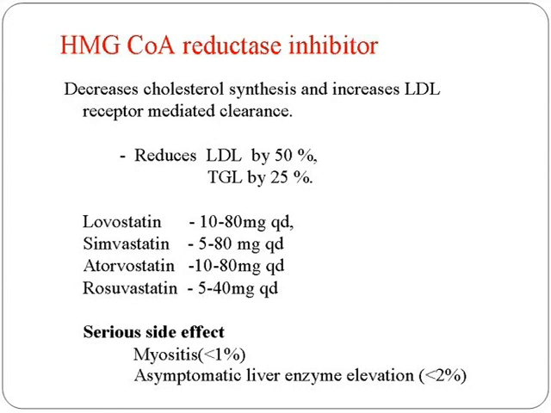HMG-CoA reductase inhibitors act by decreasing the cholesterol synthesis and also increase the LDL receptor mediated clearance of the cholesterol. They increase the surface LDL receptors. They reduce the LDL levels by around 50% in some of them, but usually on an average by 30%, and the triglycerides by around 25%. The commonly used drugs are atorvastatin, rosuvastatin, lovastatin and simvastatin.